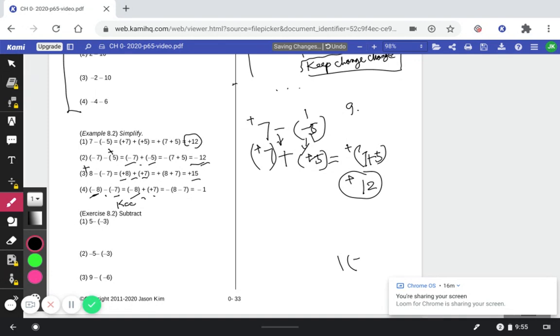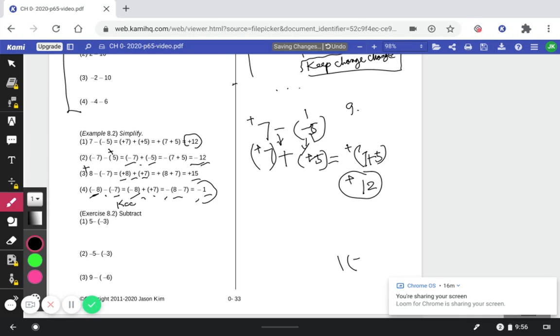Do we have the same sign? No, we have a different sign. So what do you do when you have an addition of two different signs? Same sign you add, different sign you subtract. So you subtract 8 minus 7, which is 1, and the sign becomes negative, because the bigger number has a negative. So the final answer becomes negative 1.